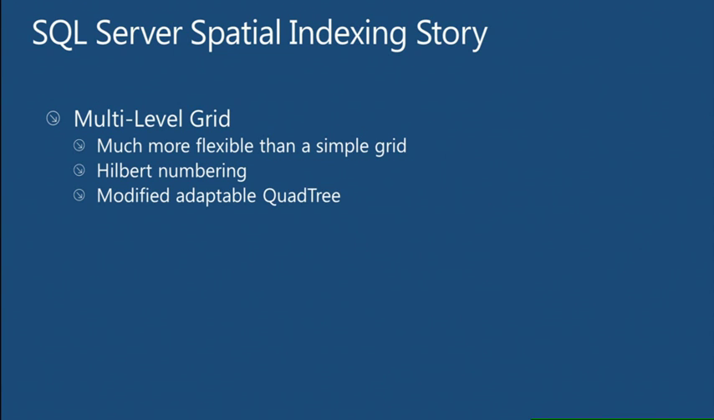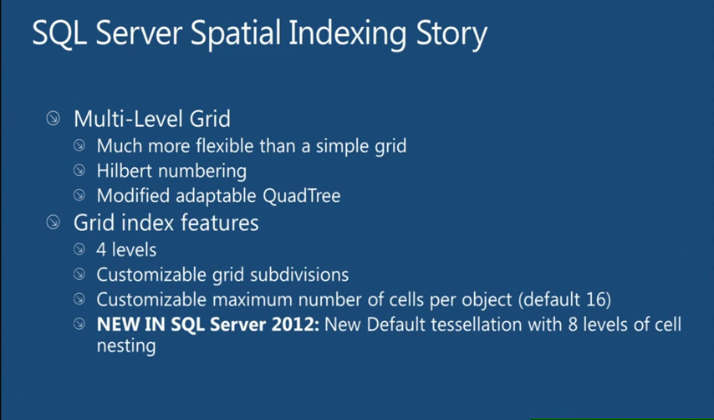So that gives us more adaptability, but it also gives us a little bit better performance going forward and a bit better management of the index. What we have in SQL Server 2008 and 2012 is we have 4 levels of gridding. The grid subdivision is customizable when you define the index. And you also have a way of customizing how many cells per object are being needed or being stored.